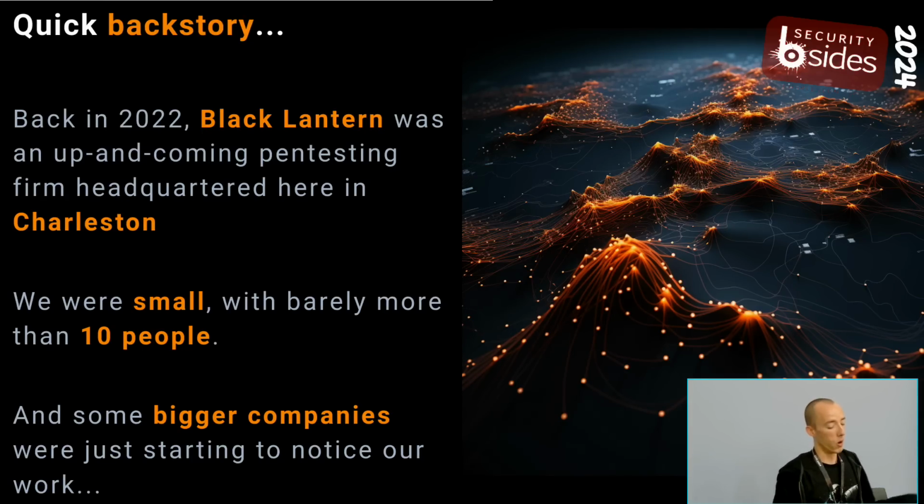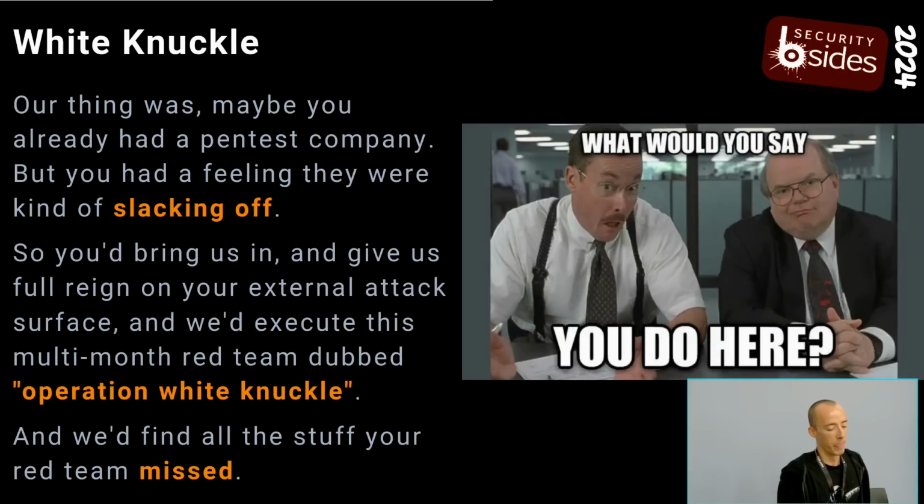But so we were a small firm. We had like 10 people, and we were just starting to gain traction. Some bigger companies were starting to notice us. So we started to do this thing where every time we take on a new client, we would do this thing called white knuckle. This company might already have a red team or a pen testing company, but our thing was you'd bring us in, give us full reign on your external attack surface, and we would do this big multi-month red team, which we called Operation White Knuckle, and we'd find all the stuff that your red team missed.